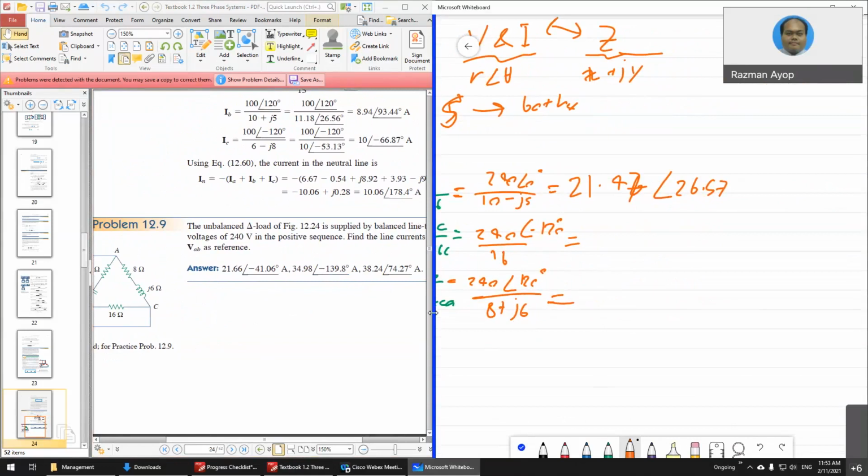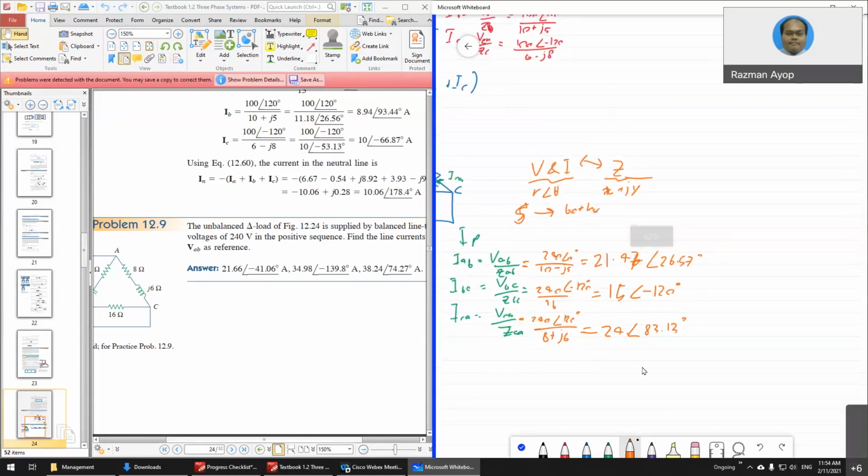It's okay, we just continue. The second one is 15 angle negative 120 degrees, and the third one is 8 plus 6j. So this one is 24 angle 83.13 degrees. Make sure you practice with your calculator.